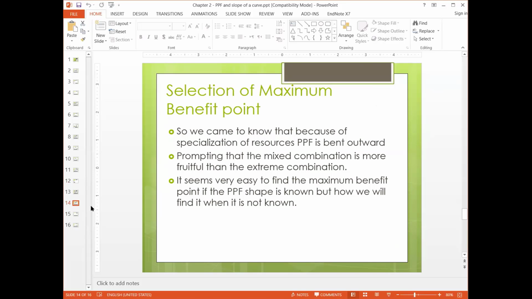So our today's topic is how to find the maximum point where we can get the benefit. So let's start with pre-background discussion. We already found out that our resources are not homogeneous, meaning they do not have similar skills.